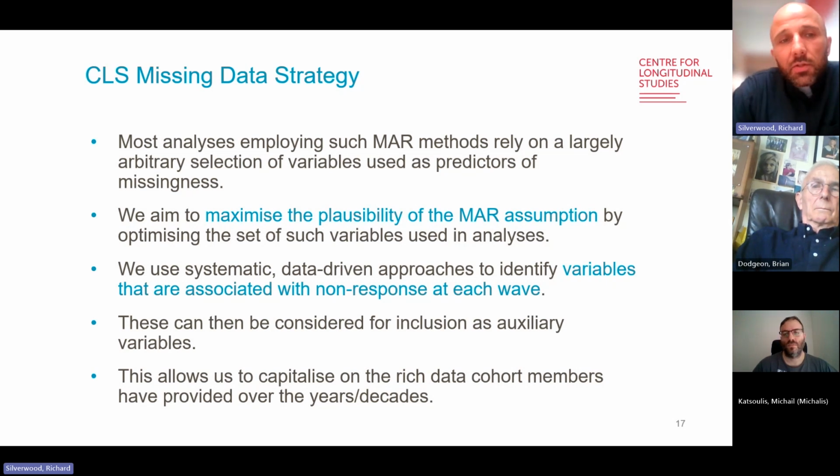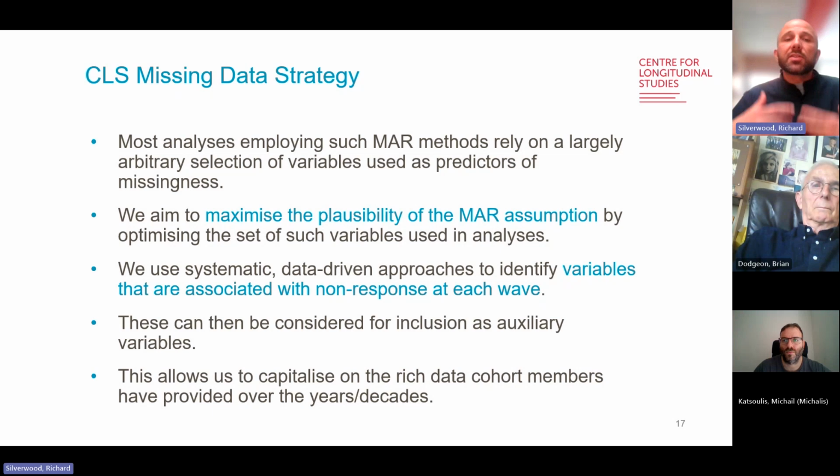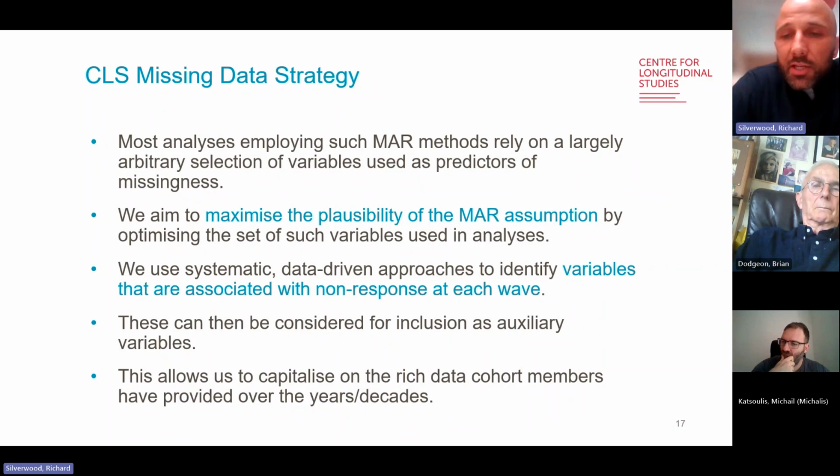But what we're trying to do in this strategy is to maximize the plausibility of the missing at random assumption by optimizing the set of these variables. By doing so, by maximizing the plausibility of the missing at random assumption, then we're improving the way in which these multiple imputation analyses work and reducing bias to the maximum possible extent.